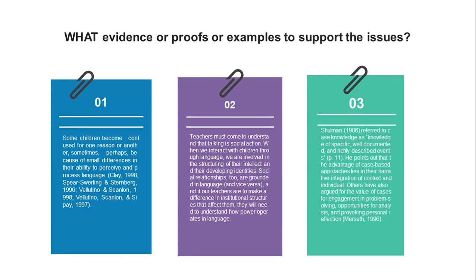Next, we go to the evidence. The evidence here is we are given examples to illustrate key points, or an attachment if it is necessary. So what evidence or proof or example supports the issue? Here I have put 3 pieces of evidence that make the argument in this book strong. Right. The first is some children become confused for one reason or another, sometimes perhaps because of small differences in their ability to perceive and process language.